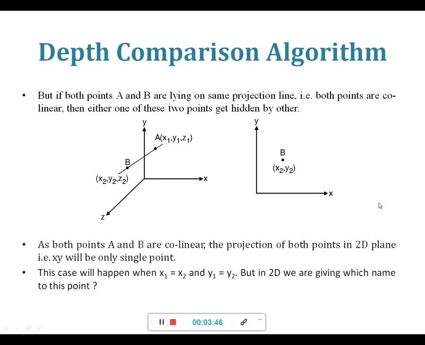What happens if both points are lying on the same projection line, meaning both points are collinear? In that case, definitely one point will be hiding the other. Again we have to find out whether A is hiding B or B is hiding A. How are we going to find the hidden point? To find that, we calculate their Z coordinate. As both points A and B are collinear, their projection in the 2D plane is marked here. Either B can be visible or A can be visible. We can't say which point is visible, so how are we going to find that?